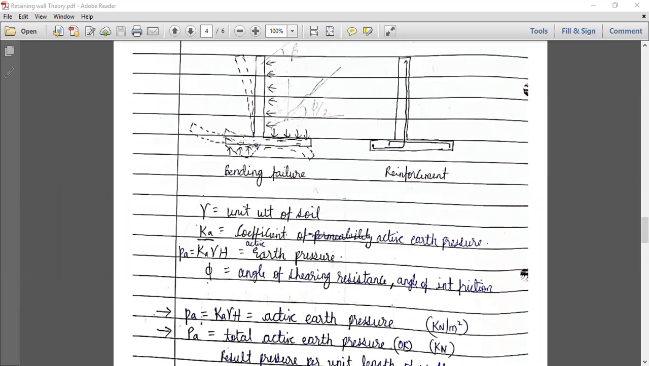So whenever we decide the dimensions of the retaining wall, at that time we decide the dimensions of the toe and the heel slab also. Generally where there is a backfill, the length of the heel slab is always more than the toe slab.